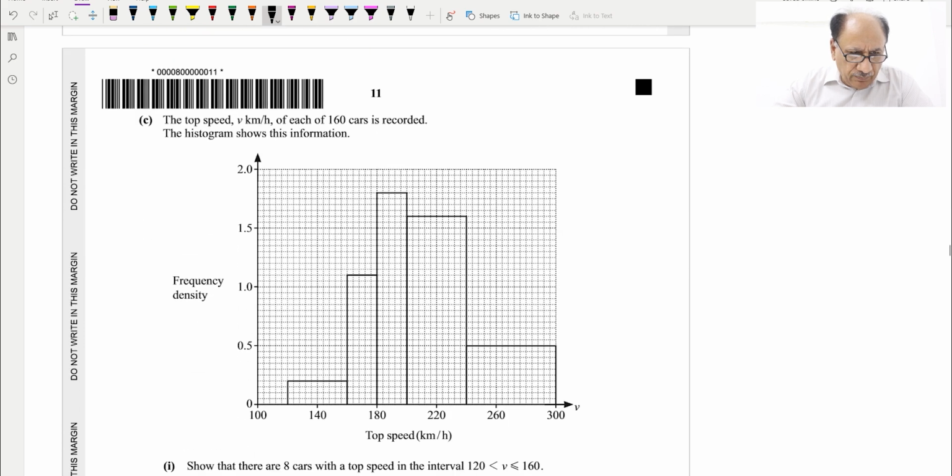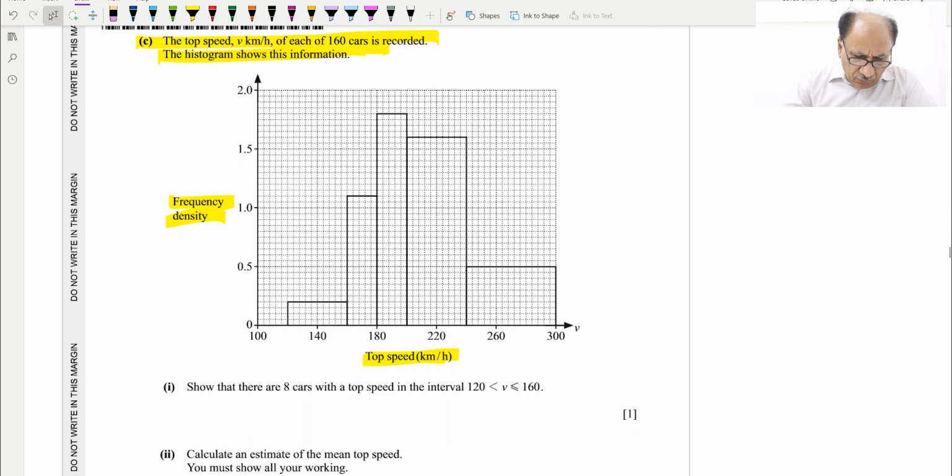Now this is the C part, and C part says the top speed V kilometer per hour of each of 160 cars is recorded. The histogram shows this information. This side is frequency density and this side is top speed. Part I: show that there are 8 cars with the top speed interval 120 to 160. 120 is this one and 160 is this one.